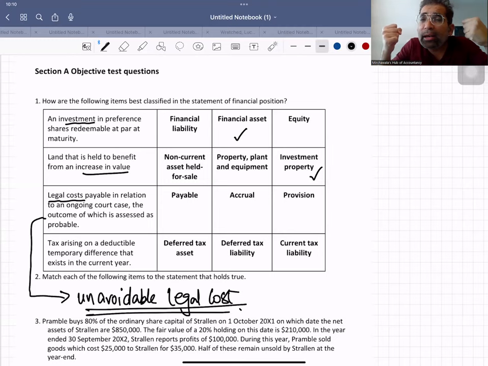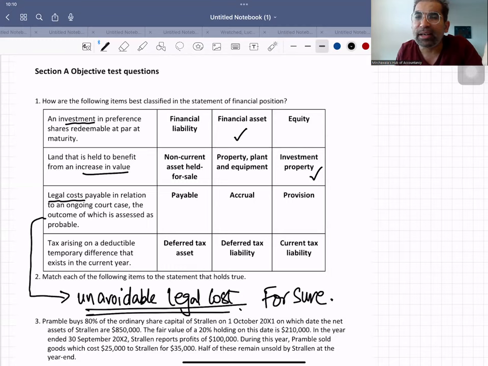So unavoidable legal cost is payable irrespective of the outcome. So this is a for sure, confirmed thing. There is no uncertainty in it. So now we call it accrual. No need to call it provision. Why? Because the case has been started. You availed the service, but expenses which have been utilized but not yet been paid are called accrued. So that's why we'll be using the word accrual for this, not provision.